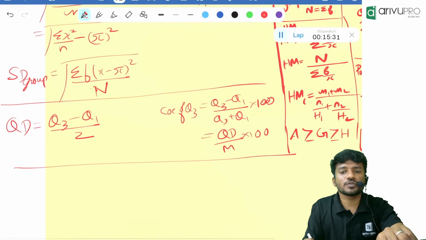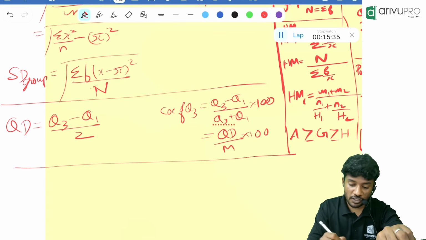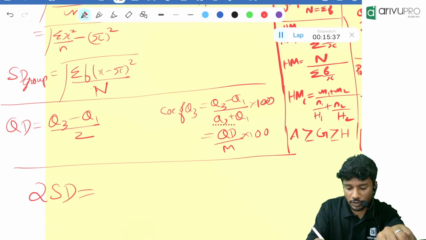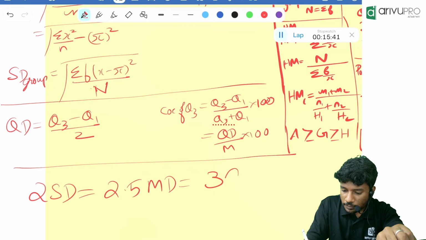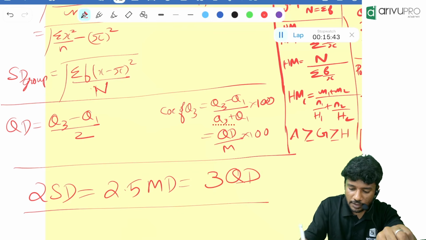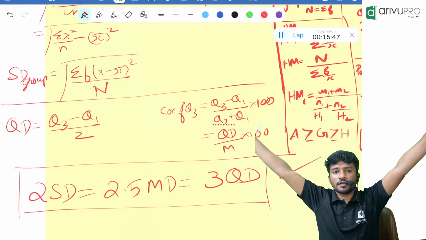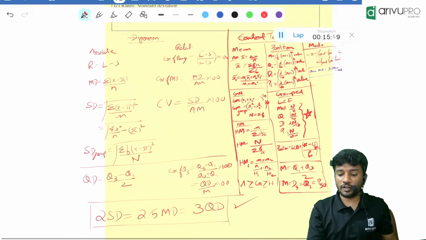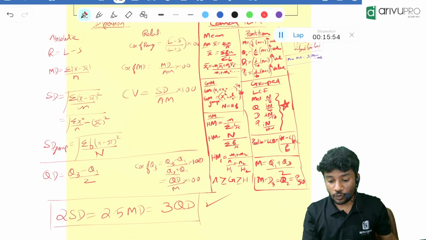Once you have studied that, the final one, connecting everything. What was the final connection? 2SD is equal to 2.5 MD, which is equal to 3 QD. Correct? Done. So this is only what we studied, if you ask me. Everything is there.